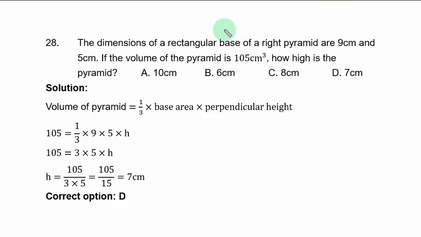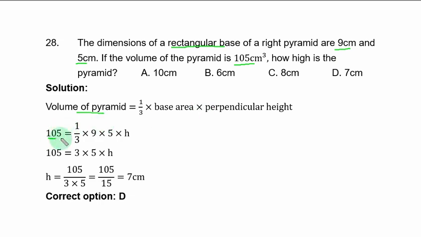Question 28. The dimensions of a rectangular base of a right pyramid are 9 cm and 5 cm. If the volume of the pyramid is 105 cubic centimeters, how high is the pyramid? That is the height. Solution. Volume of pyramid is equal to 1/3 times base area. Now the base area is area of a rectangle times perpendicular height.